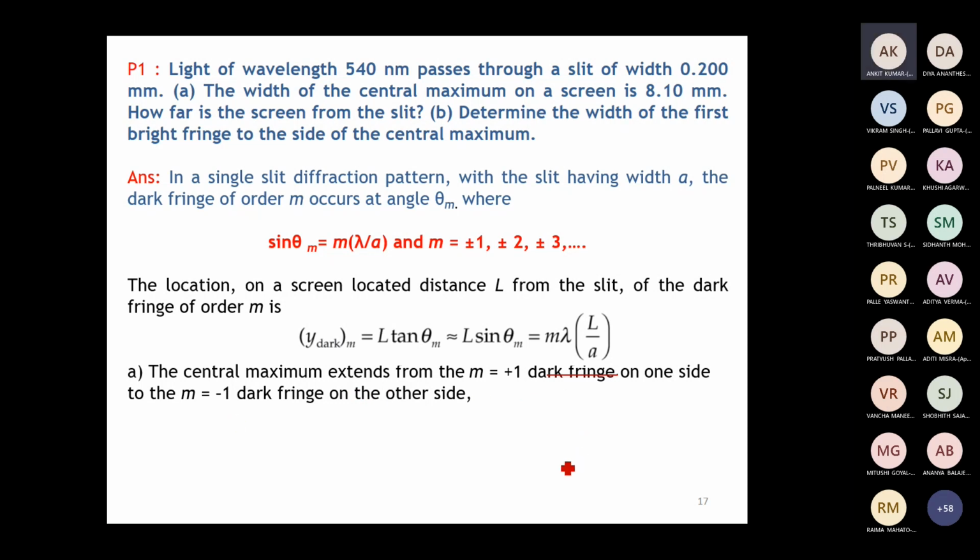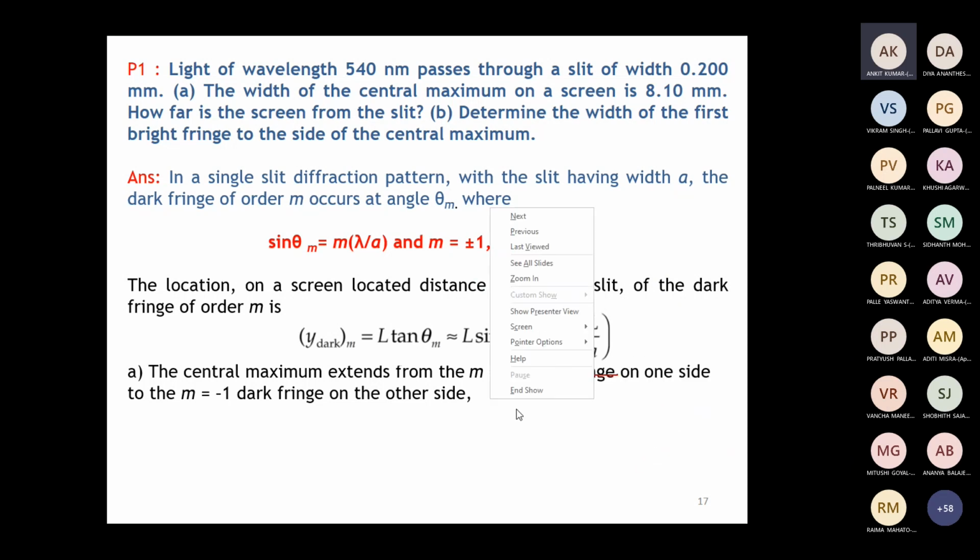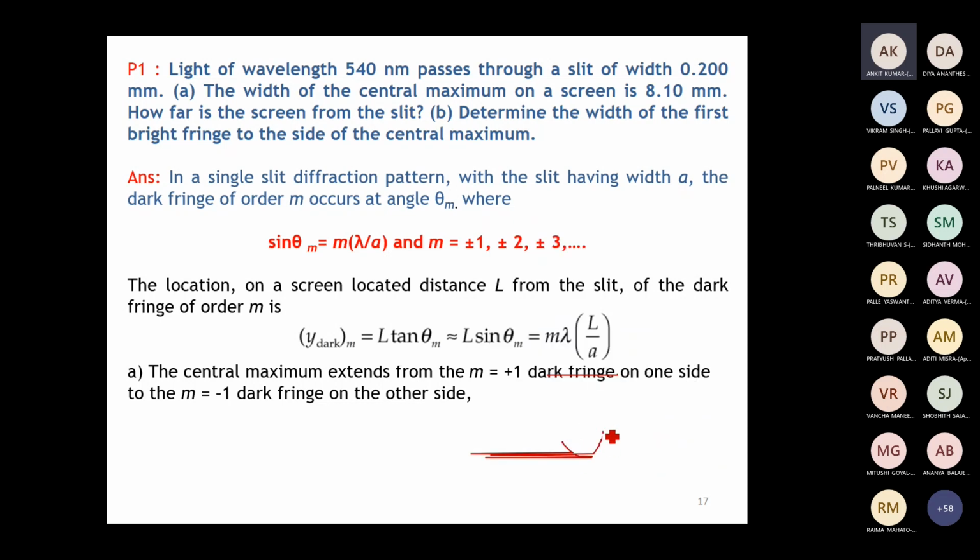In that case, the central maximum will be from the first dark fringe on one side to the first dark fringe on the other side, right? If you have a pattern like this, so this is from the first dark fringe on one side to the first dark fringe on the other side. That will be the central maximum, which will be extending.